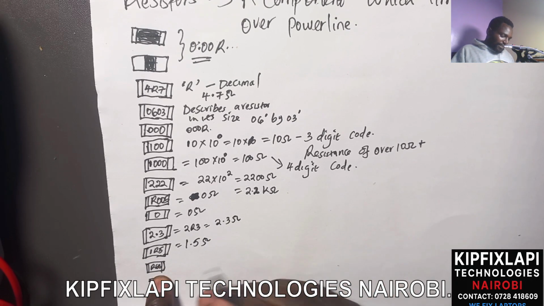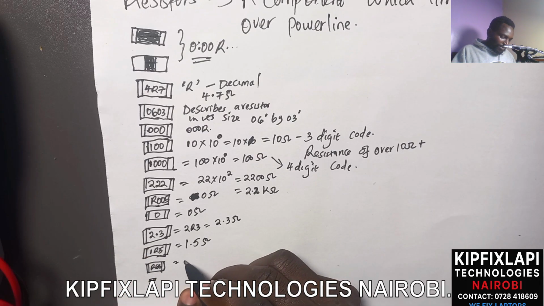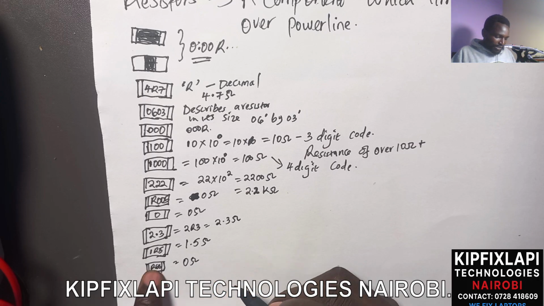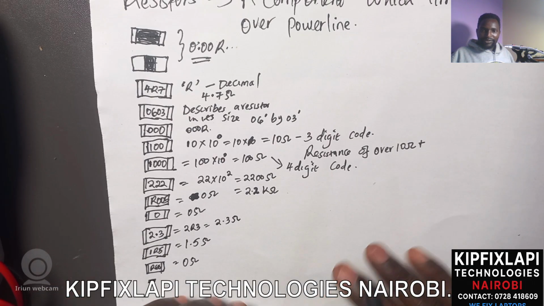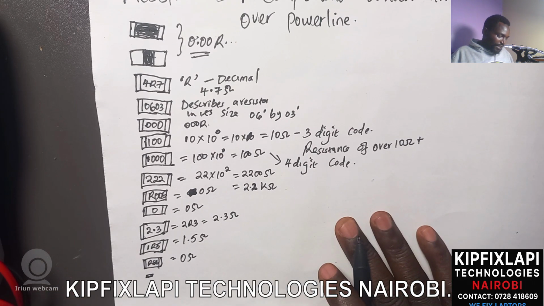Then R68, this is 0 ohms. So this is also equivalent to 0 ohms resistance, because this is R coming after. So the number is coming after an R, so it will qualify to be a 0 ohms resistance.